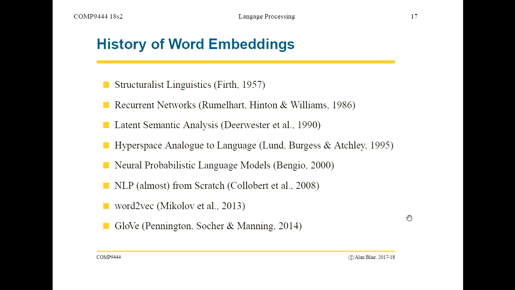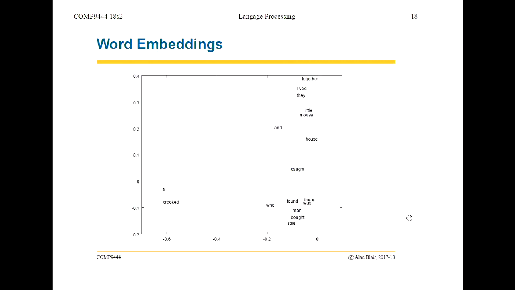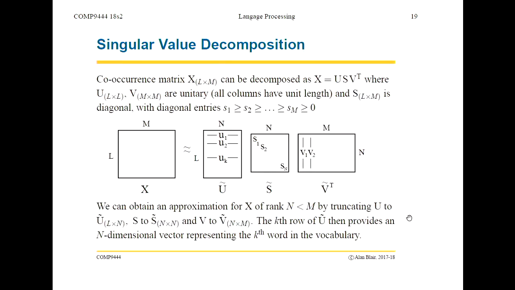And then NLP from scratch, and then these two models that are the most commonly used ones. So this word2vec we're going to describe in quite a bit of detail. GloVe is an alternative to word2vec that I'm not going to talk about too much, but they both do a similar job. So this is an example of how the words from that particular poem might be put into a two-dimensional vector space. So let me tell you how this can be done.